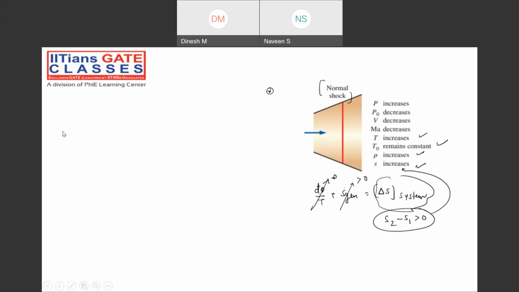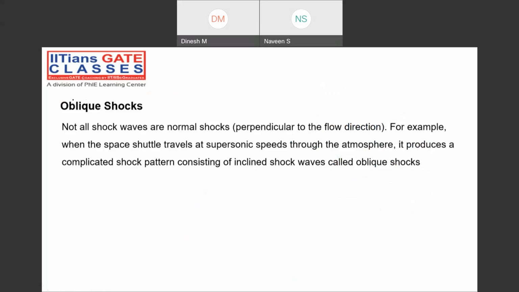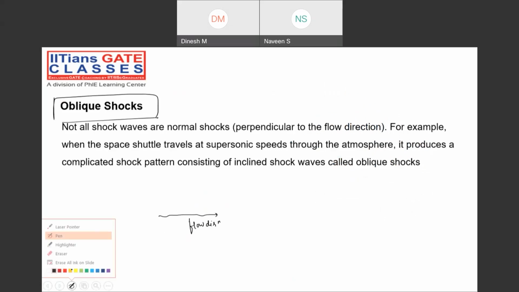Perfect. Note down oblique shock. Not all the shocks occur perpendicular to the flow direction. Some of the shocks happen in an inclined direction. Suppose this is the flow direction, but the shock may be produced inclined to this one, at some inclination to the flow direction, beta inclination. In that case, this shock will be called an oblique shock.